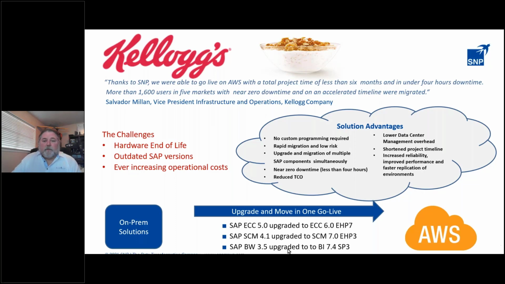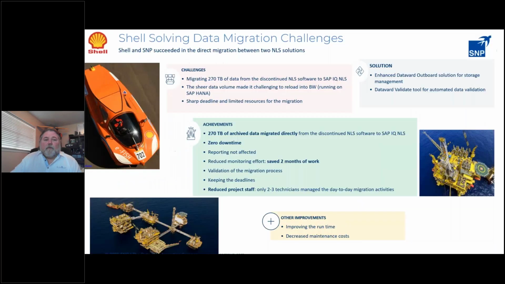For Shell Corporation, they had a very large data set stored in nearline storage, and that was to support their operational analytics integrated to their SAP solution. And we were able to move 270 terabytes of data from their existing nearline storage to the SAP IQ product. We did this with zero downtime, so we were able to cut over without actually blocking out production at all. Our processes and procedures dropped 2 months off of the project, and it reduced the staff requirements on the day of migration.